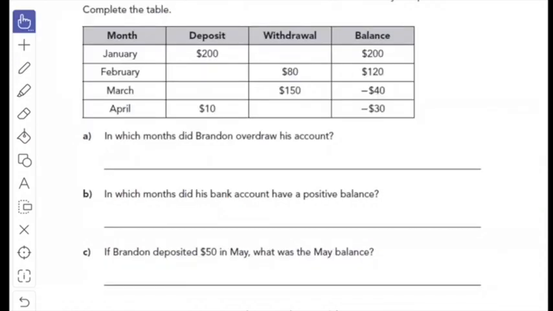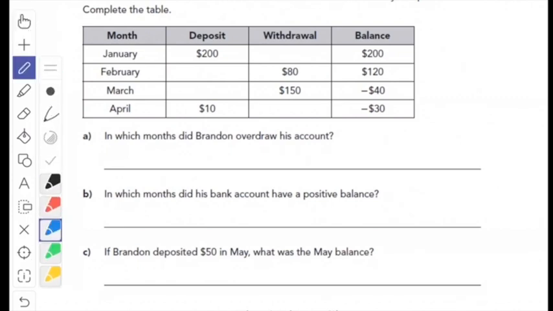Okay, so now we're going to look at a bank statement, and let's just talk about a couple of things within the bank statement. Whenever you have a deposit, that means you're adding money. A withdrawal, you're subtracting, and the balance really is equal. So January, Brandon put in $200 deposit. He withdrew 0, so now he has a balance of 200. Because the previous month in December, he had 0.